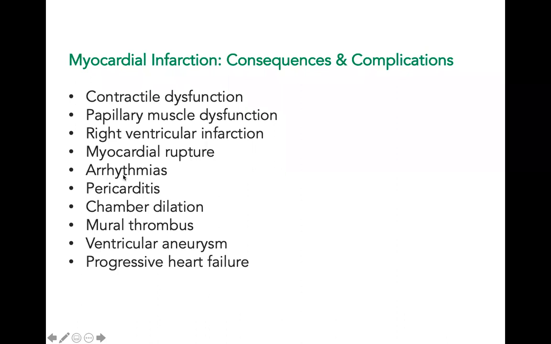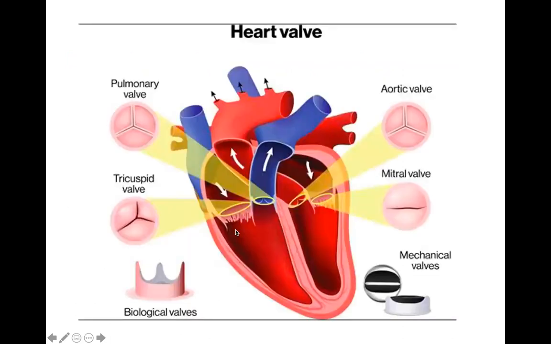All right, we also have arrhythmia, pericarditis, chamber dilatation, mural thrombus, ventricular aneurysm, of course ventricular aneurysm, because it is no longer contractile, it is stiff, your heart has become fibrotic. All right, and then progressive heart failure in the long run. Okay, next we go to your valvular heart disease.